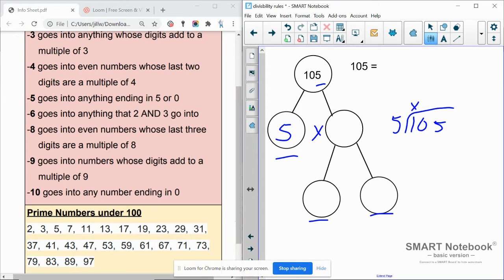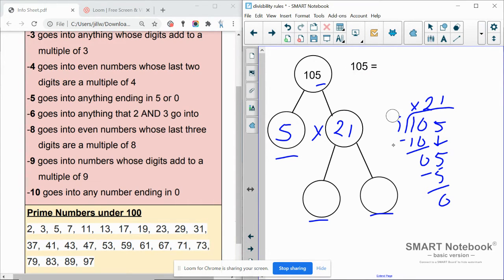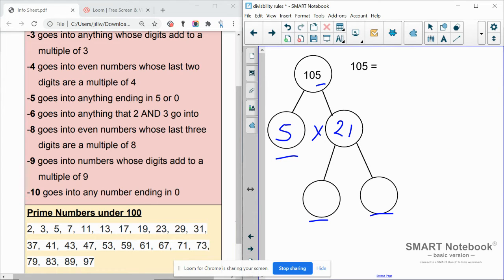5 doesn't fit into 1, but 5 does fit into 10 twice, which makes 10. Drop down, and I get a 5. 5 fits into 5 one time, and that gives me my remainder of 0. So 21 times. So like we said, that divisibility rule for 5 makes it a lot faster for us to decide what goes into it.